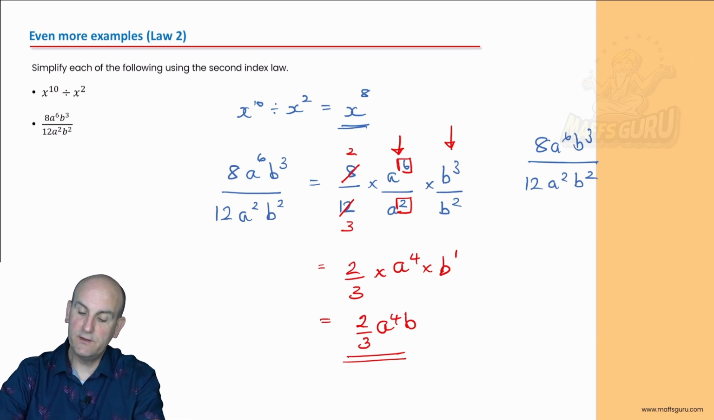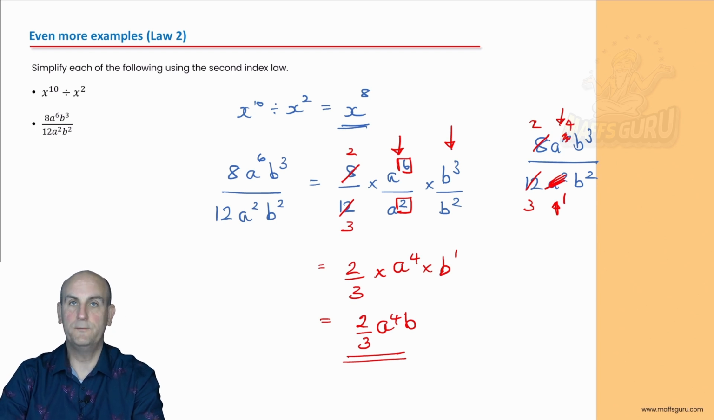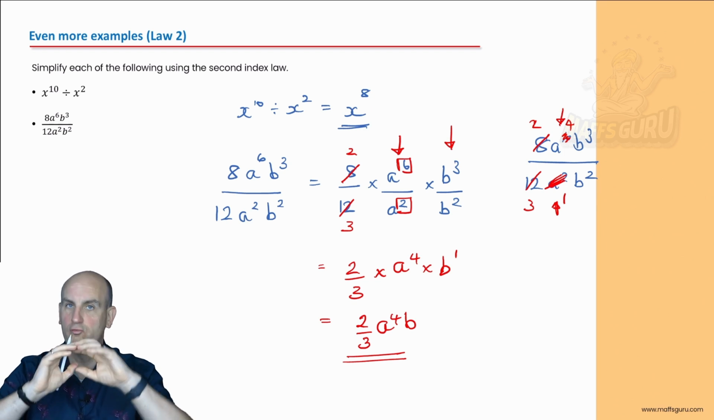So first things first, I always deal with the numbers, and again that becomes 2 and 3 because they get divided by 4. Now I've got 6 A's on the top and I've got 2 A's on the bottom. So those 2 A's are going to cancel out with 2 of them on the top and just leave a 4. Yeah? Now if you don't believe me, write it out longhand.